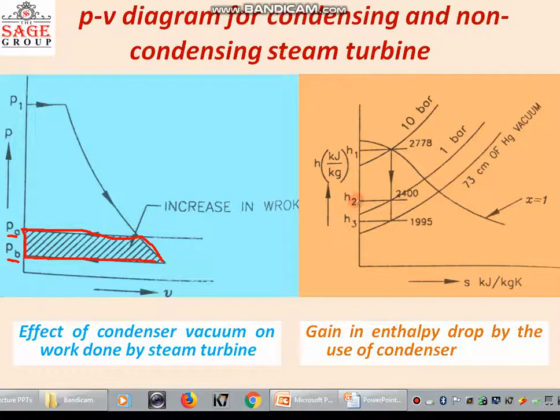From the HS diagram also we can see that by the condensing of the steam, the expansion of the steam can be done up to the pressure S3. So there is the back pressure up to 0.04 bar. This is the minimum pressure that can be obtained, and by which we can save the enthalpy up to 400 kilojoules per kg. So this is the effect of condensing on the steam turbine.